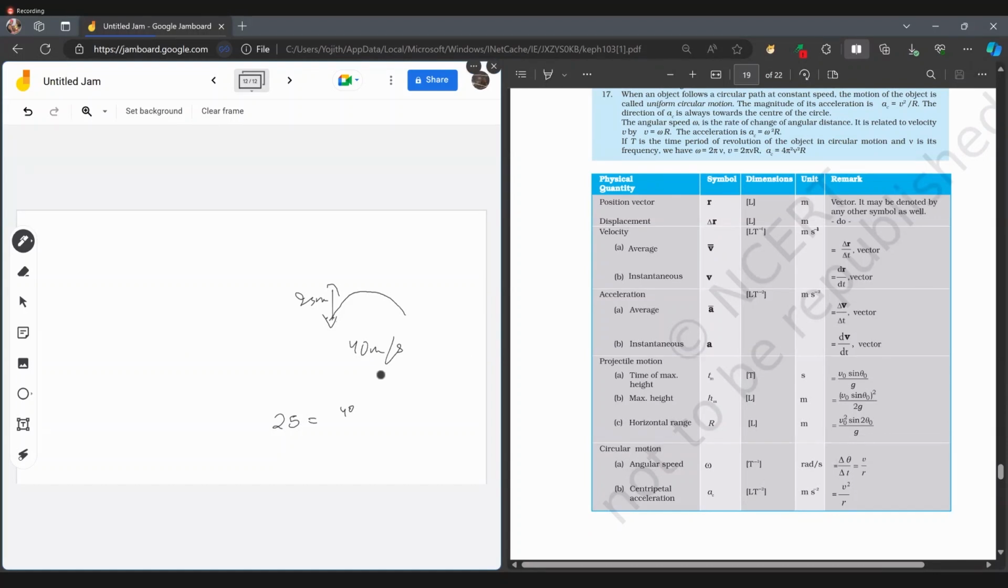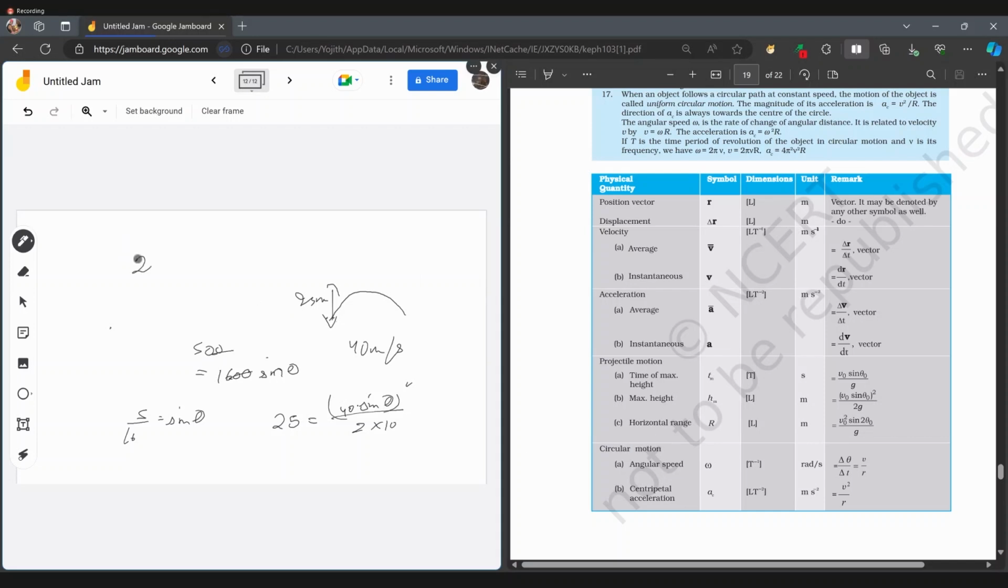Okay, so this will be 40 sin theta whole square divided by 2 into gravity, 10 తీసుకుందాం. So what will we get? We'll be getting 500 is equal to 1600 sin² theta. Okay. So ఇది cancel అయిపోతుంది. Am I right over here? Yes, sir. So 5 by 16 is equal to sin theta.